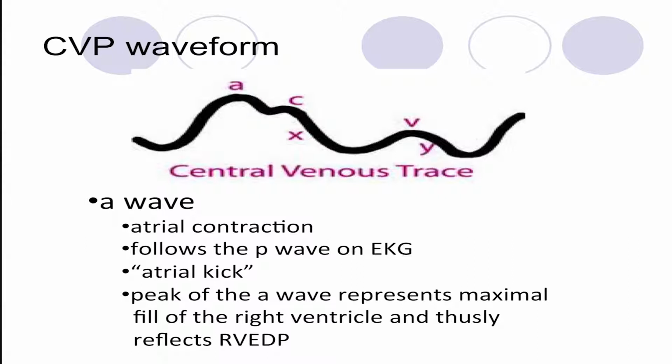So this is what a CVP trace looks like. You've probably never even paid attention to it really if this is not what you do, but each one of your humps and bumps on a CVP correlates to something that's going on in the heart.